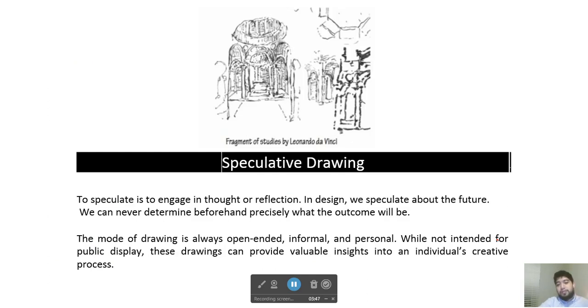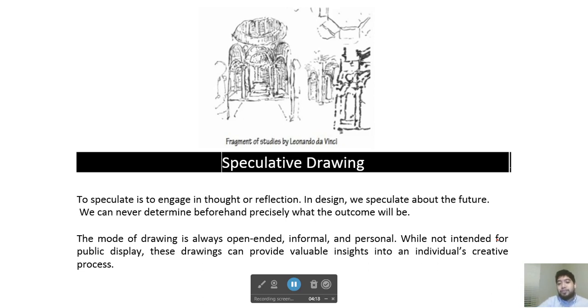Okay, so you're given this task: go build a house, go design a house, go design a library. The first thing that I want you to think about is speculative drawing. Speculative means to engage in thought or reflection. It's just to engage with an idea. You don't really have a certainty. So when you design, I want you to take out of your mind the idea that you have a certainty that you know what you're going to draw, because you don't.